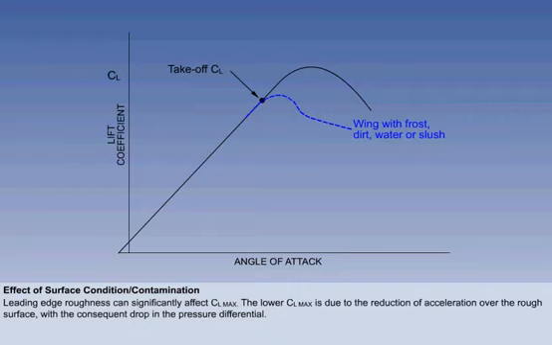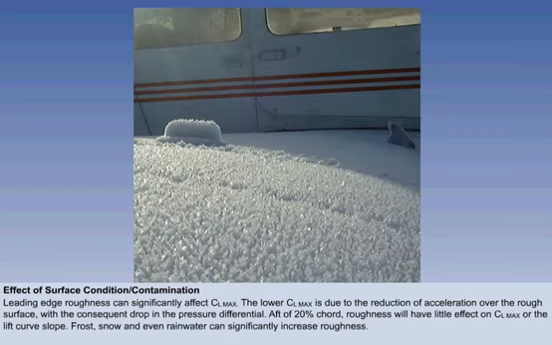CL max will decrease progressively with increasing roughness because of the reduced acceleration of air over the rough section and the consequent drop in the pressure differential. Roughness further aft of about 20% chord will have little effect on CL max or the lift curve slope.